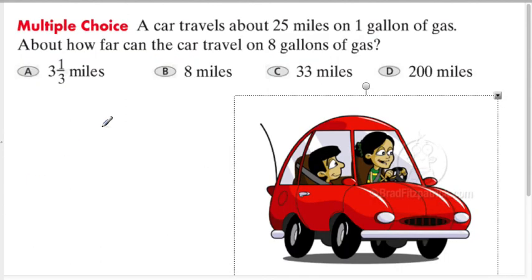Okay, this is your Mathlete shot problem of the night. A car travels about 25 miles on 1 gallon of gas. About how far can the car travel on 8 gallons of gas? It's either A, B, C, or D.